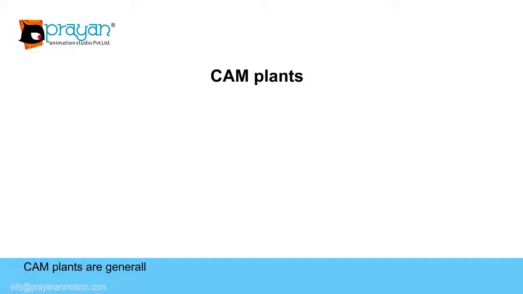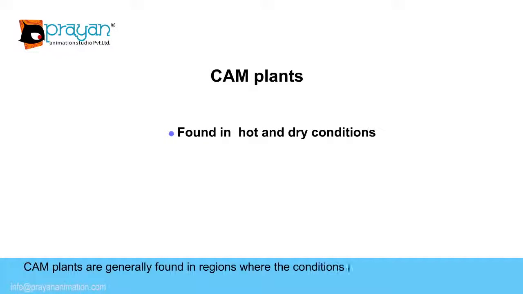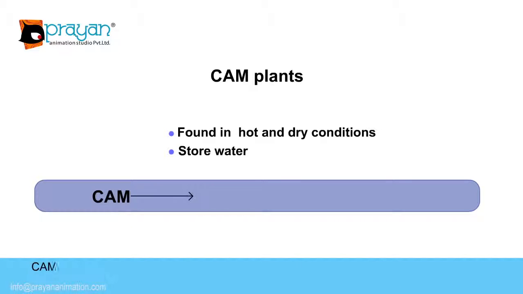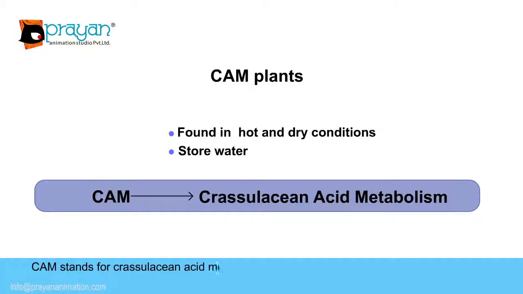CAM plants are generally found in regions where the conditions are very hot and dry, such as deserts. They are known as succulents because they store water. CAM stands for crassulacean acid metabolism.